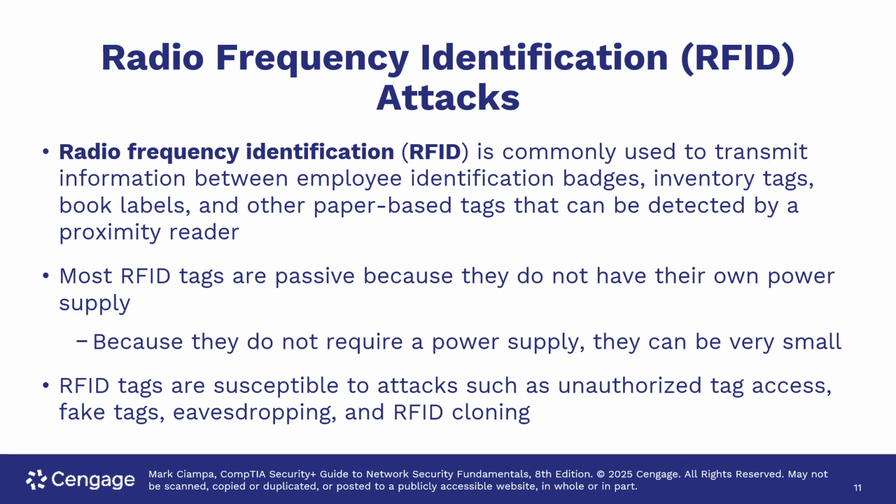The next thing is not so much a newer technology, but it's radio frequency identification. It's commonly used to transmit information between employee ID badges, inventory tags, book labels, and other paper-based tags that can be detected by a proximity reader. Like if you go to a hotel, your door card is an RFID, and some of them can also be a near field communicator.